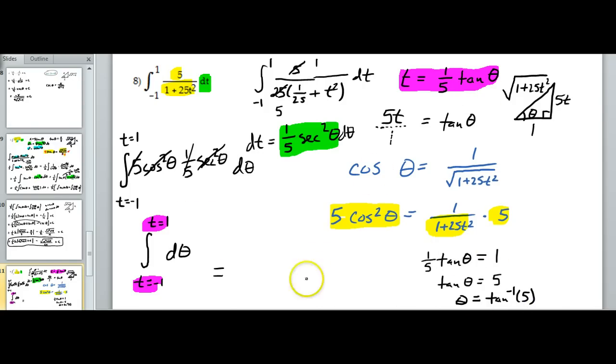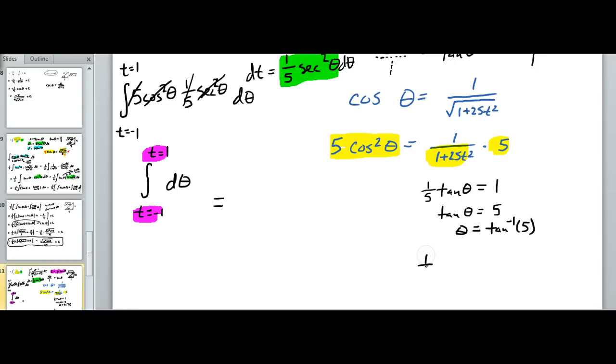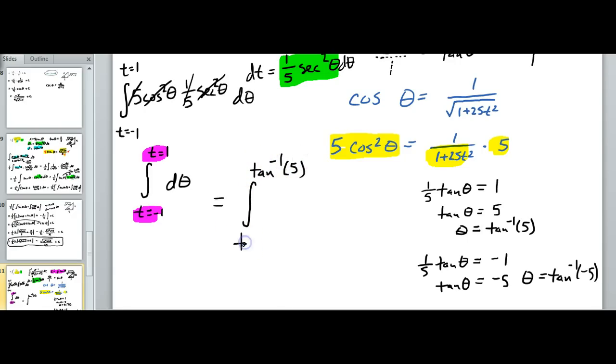And then the lower limit, I just do the same thing except set it equal to -1. So 1/5 the tangent equals -1. That means tangent theta equals -5, so theta equals the inverse tangent of -5. So this integration becomes, the upper limit becomes inverse tangent of 5, the lower limit becomes the inverse tangent of -5, and then d theta. The boundaries of our integration are now in terms of theta also.